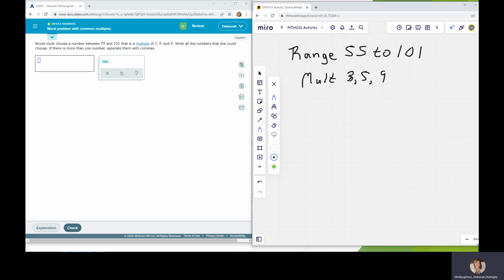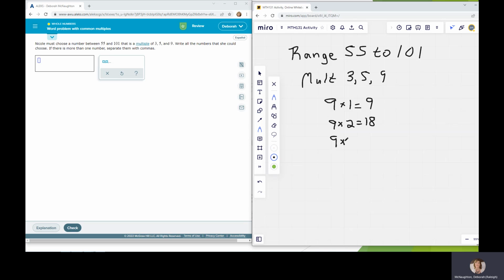And to find our least common multiple of 3, 5, and 9, we do it the same way we find any common multiple. So we start with the biggest number, 9. Okay, and so we look at 9 times 1, right? So basically just start with 9. And then 3 goes into 9, but 5 does not go into 9. So then we take 9 times 2, and that is 18. 3 goes into 18, but 5 does not go into 18.